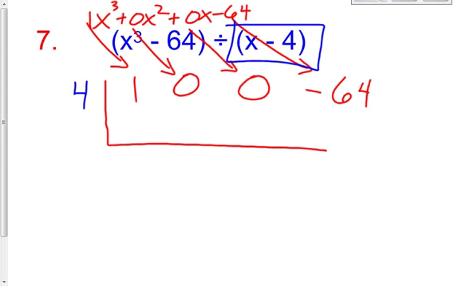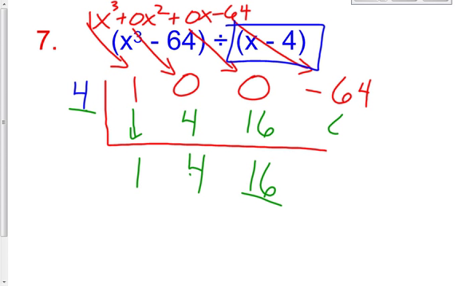Now hopefully you have become more comfortable with using this algorithm. You drop this 1 straight down, and then you multiply. 1 times 4 is 4. And then you add 0 plus 4 is 4. And then you multiply. 4 times 4 is 16. And then you add 0 plus 16 is 16. And then you multiply. 16 times 4 is 64.